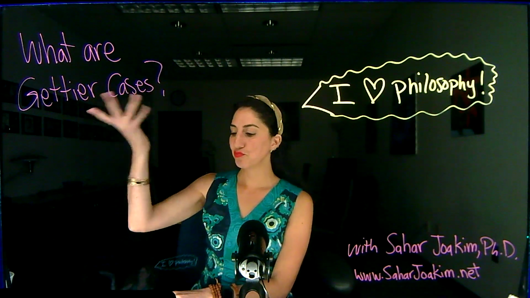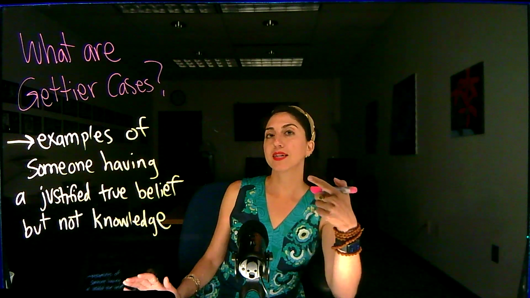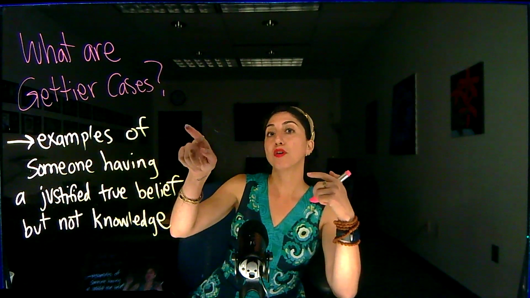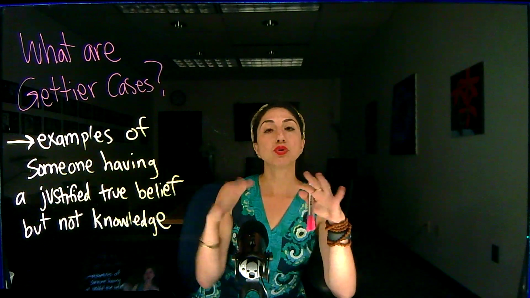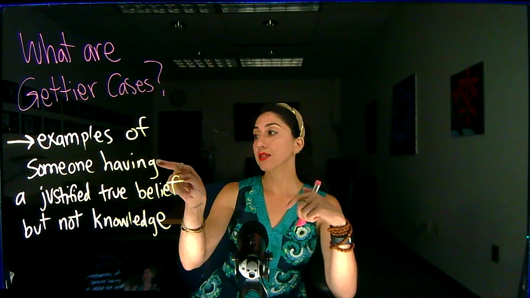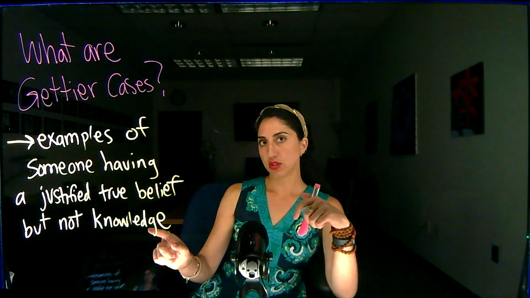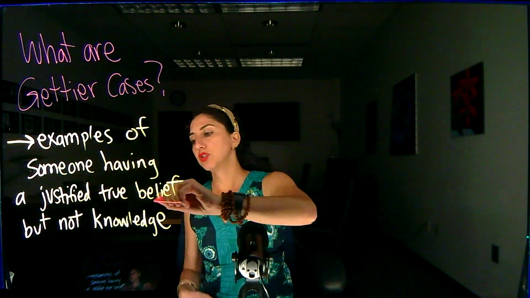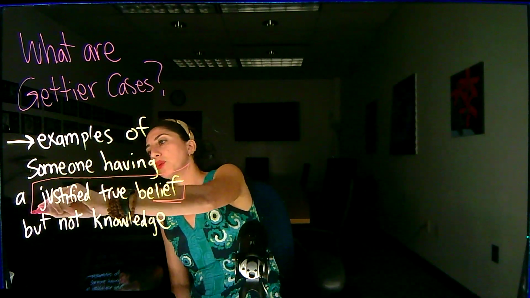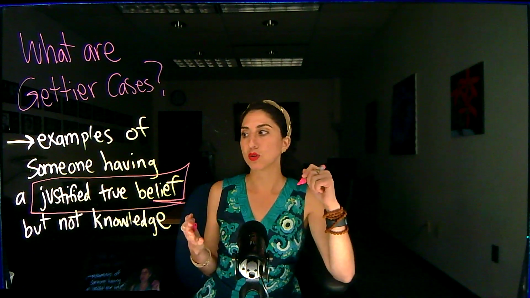Gettier cases, what are they? First, very basically, a Gettier case is an example of a person, someone, usually a rational, able adult, who has a justified true belief, but not knowledge. And these words are going to be really important: justified true belief. So we'll come back to those.